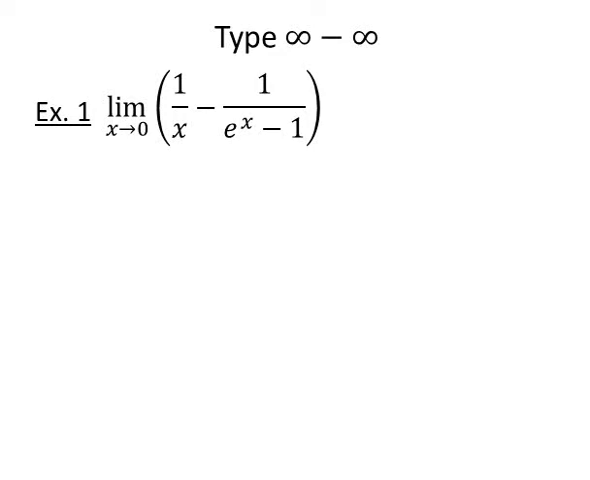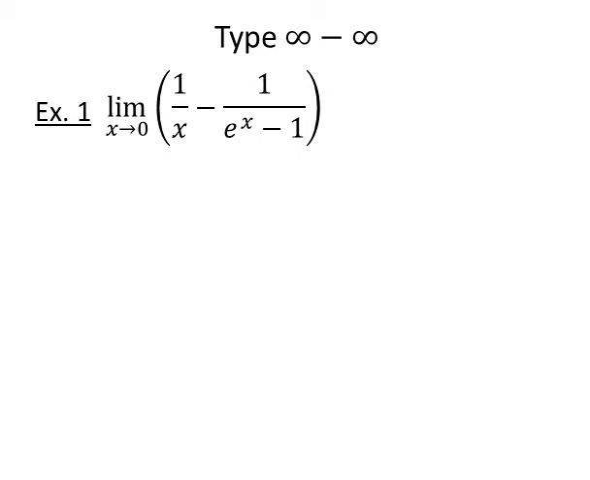Our first example is of type infinity minus infinity. Notice that the graphs of both y equals 1 over x and y equals 1 over e to the x minus 1 would have vertical asymptotes at x equals 0. In both, the graph approaches negative infinity from the left side of 0 and positive infinity from the right side of 0. So that's why we have infinity minus infinity.